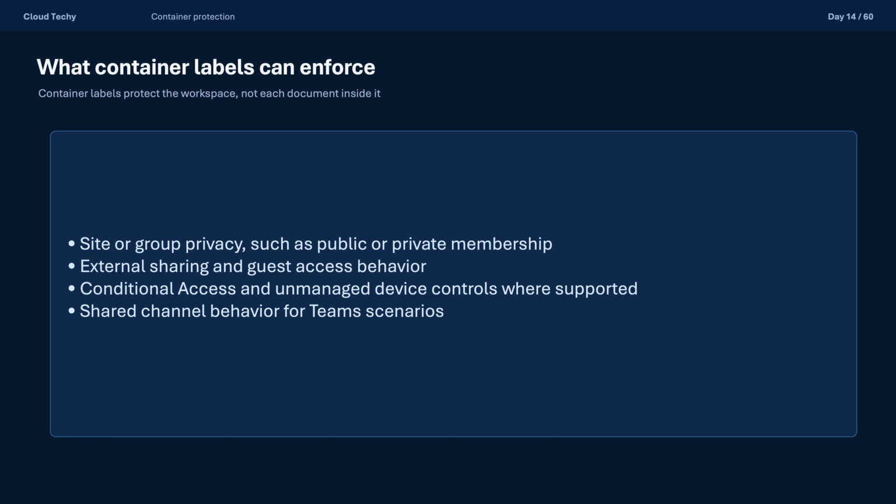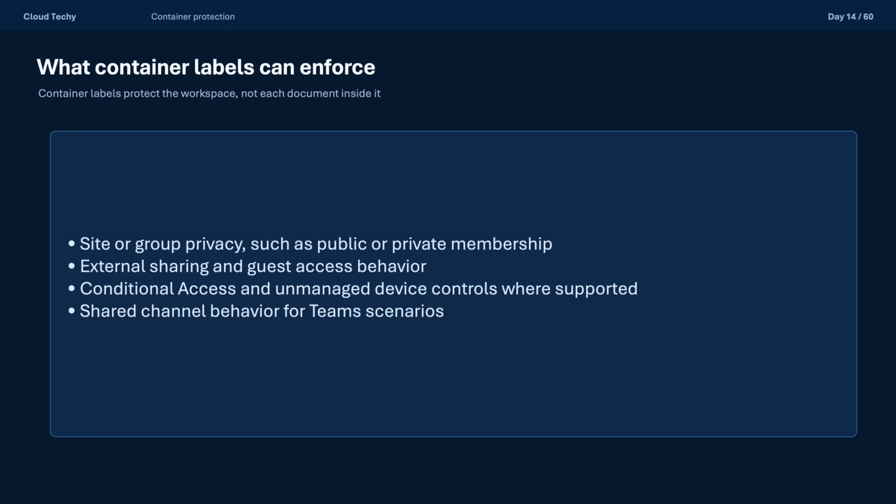A container label is a control you use when the workspace itself needs a security posture. For example, a team that handles executive planning might need to be private, and block or limit external sharing. A SharePoint site that contains general internal content may have a different container label with looser collaboration rules. The design mistake is to assume that because the workspace is labeled confidential, every document inside it is also encrypted.